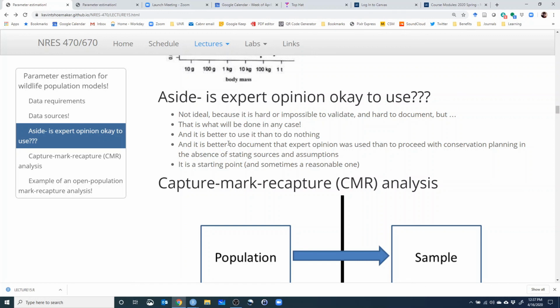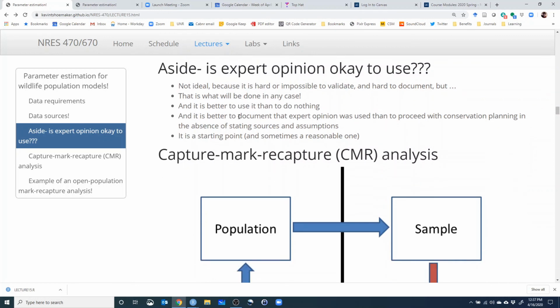It's better than nothing. We just have to document the process that was used to elicit expert opinion, and how this model was built. It is a starting point, and hopefully it'll prompt more data collection, and future models will be more validated and more based on data.